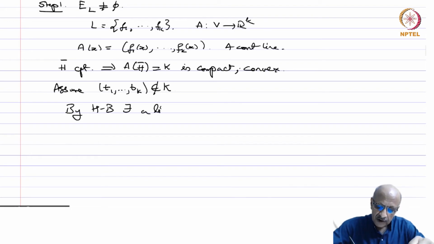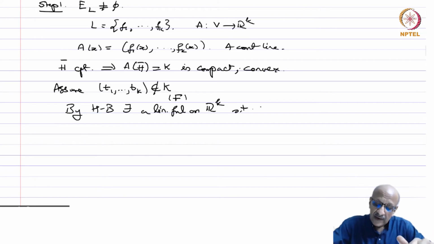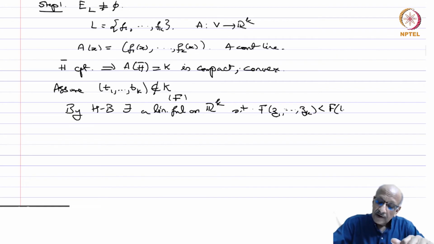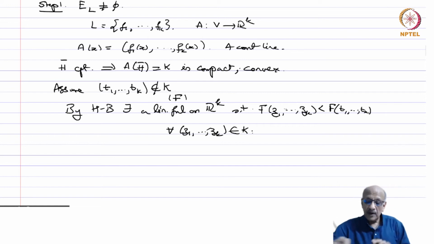there exists a linear functional on R^k, let me call it capital F, such that capital F of Z1 ... Zk is strictly less than capital F of T1 ... Tk for every Z1 ... Zk in K. That is just the Hahn-Banach theorem.